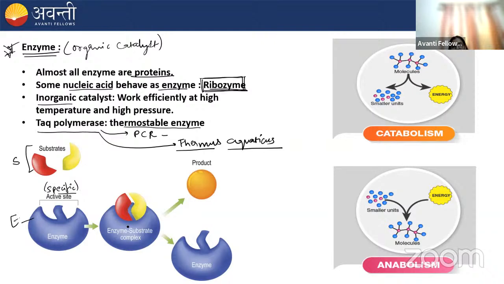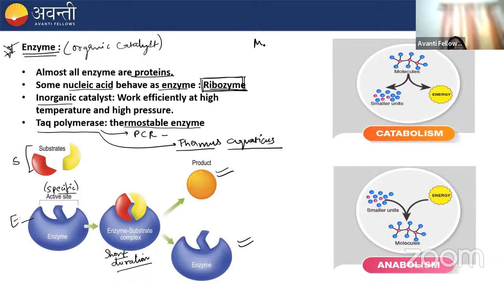When the substrate binds to the enzyme, they form a complex, and this complex is known as the enzyme substrate complex. And this complex exists for a very short duration. The enzyme converts the substrate into product and we get a free enzyme. Now this enzyme is again ready to bind to some other substrate.